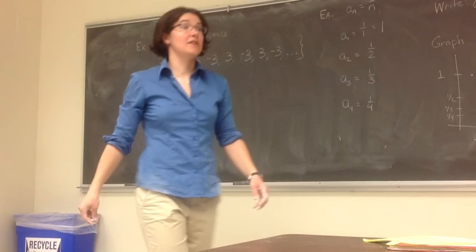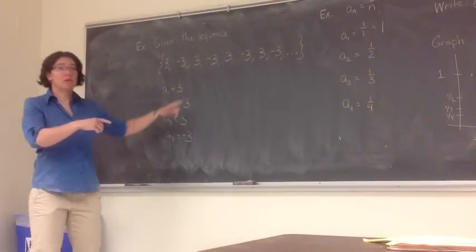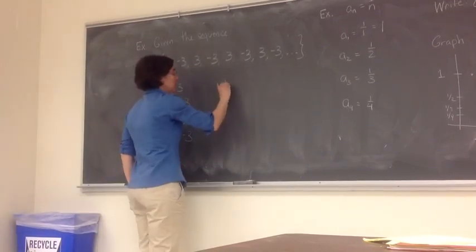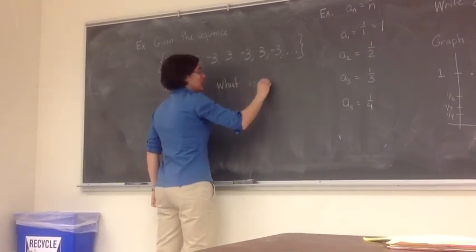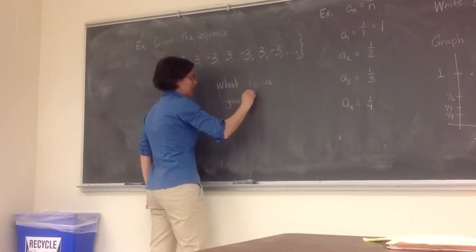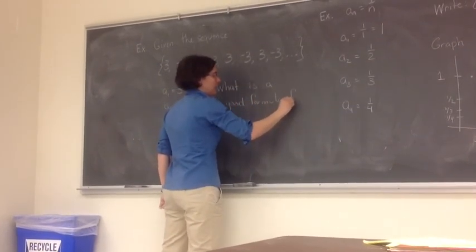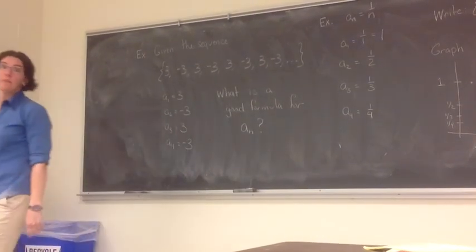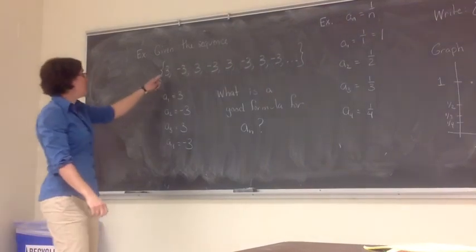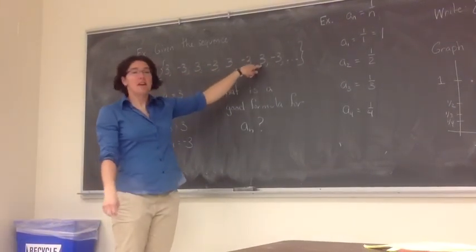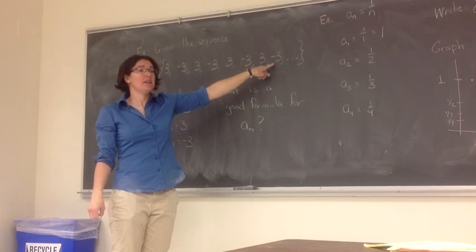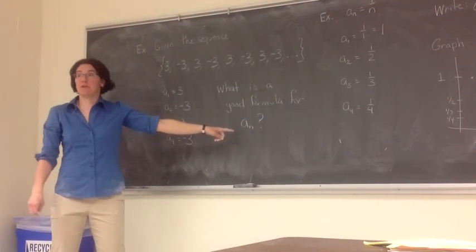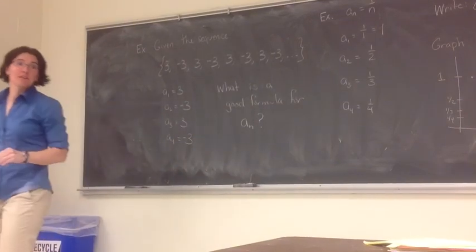And so the question now becomes, can we write a generic formula for this sequence? So what is a good formula for A subscript n? I know that 1, 2, 3, 4, 5, 6, 7. A7 is equal to positive 3 and A8 is equal to negative 3. How can I write a formula for the nth term in my sequence? So that's something to think about for next time.